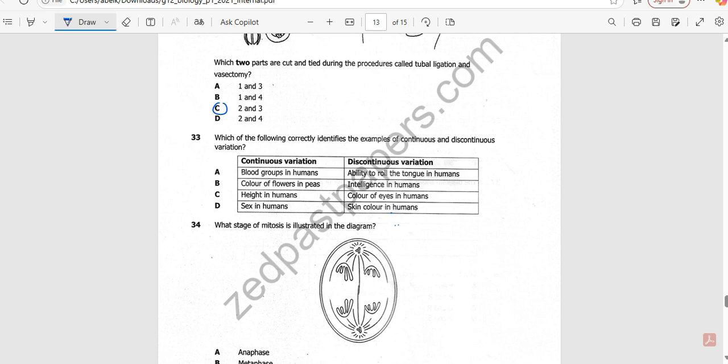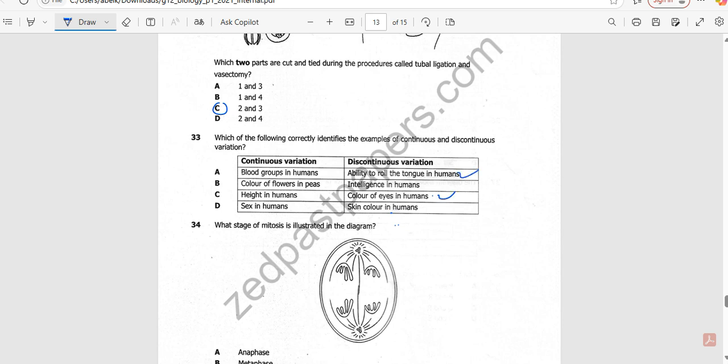Color of eye is discontinuous, because you have only brown eye, those who have blue and black. Then intelligence is continuous, because the way people get marks, someone will have 40, 41, 42, 43. We don't know where the cut is. Then ability to roll the tongue in humans is also discontinuous. So in this way, we have identified this and this.